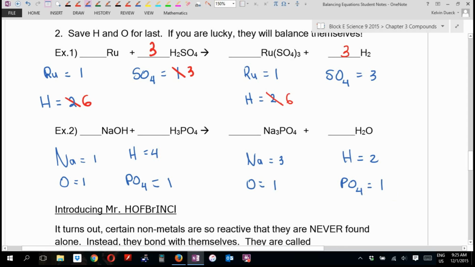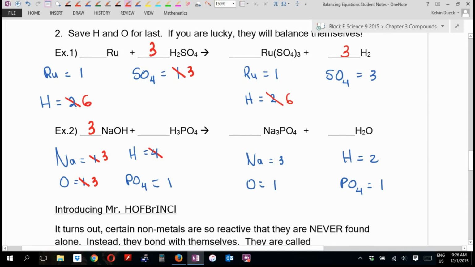So step 1 is list what you got. By the way, a lot of my students, by the time they get good at this, skip this step and just go straight to tracking it all in their head. It can be done. The H's don't match. I'm going to save them for last. I'm going to start off with the Nas. I have 3 on the right, 1 on the left. That's going to change that, and that's going to change.